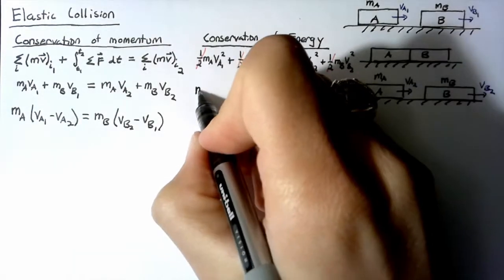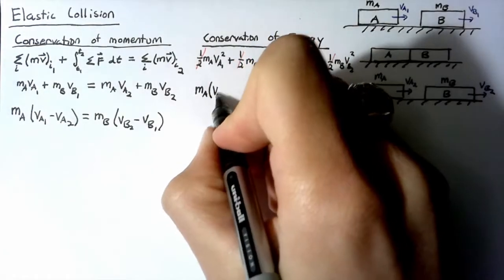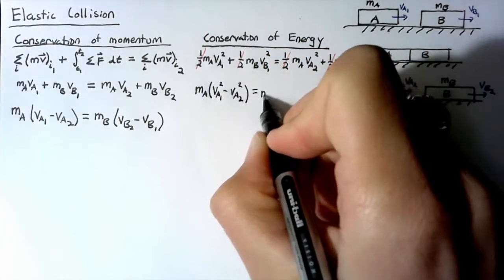Okay, so now I'm going to do the same thing for conservation of energy. And the only difference between these two is that the velocities are going to end up being squared.